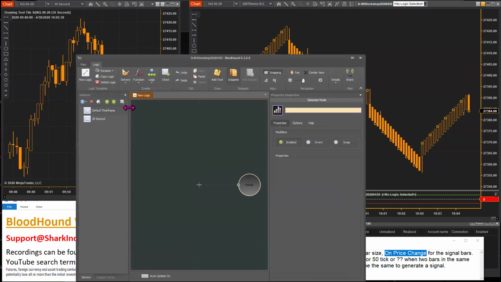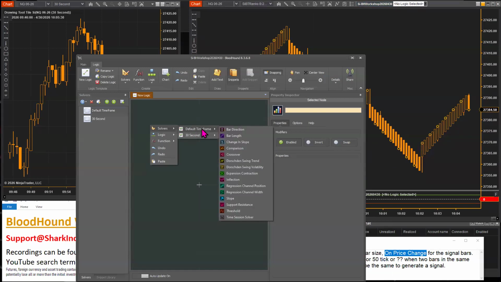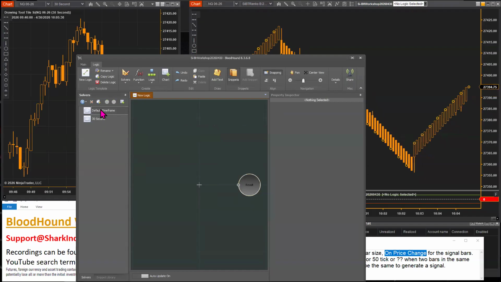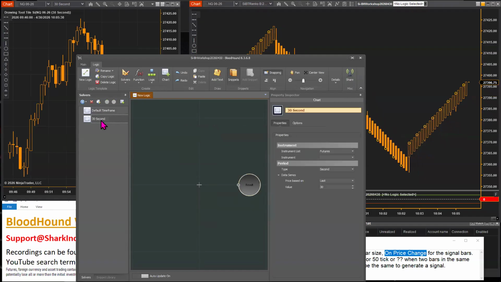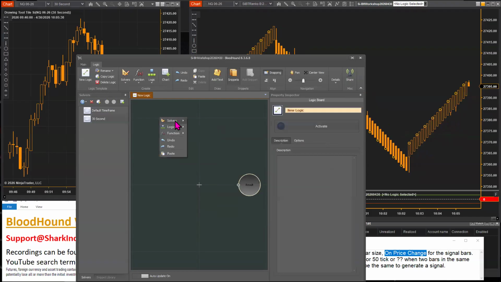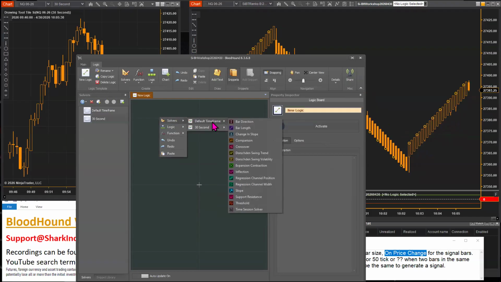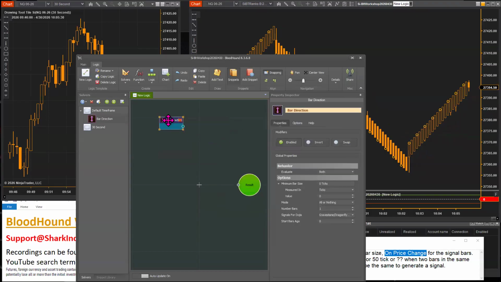And so I'm going to add a couple of bar direction solvers here. Right, so we'll add one. So you'll notice now I have two time frames here, right? I have the default time frame, and now we have the 30-second time frame here. So as I right click there, I'm going to go to the default time frame and just add a bar direction. Okay, I'm going to keep this really simple here.